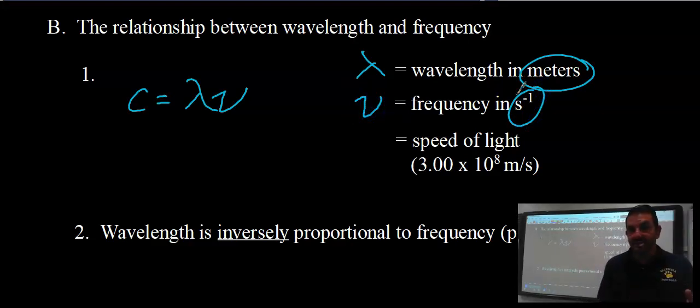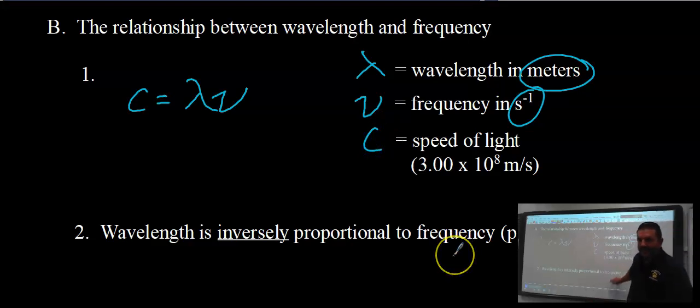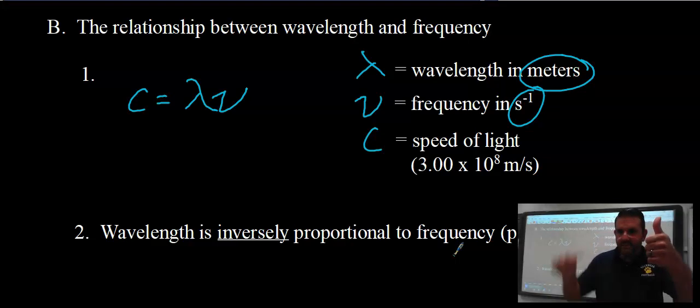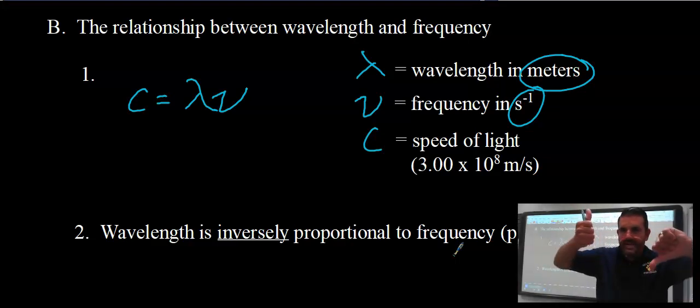So if it's given to you in hertz, just plug into the equation per second, 1/second. And then c is a constant called the speed of light. The value of the speed of light in a vacuum is 300 million meters per second. So you need to memorize that value. 3.00 times 10 to the 8th meters per second. So again, inversely proportional. As wavelength goes up, frequency goes down, and vice versa.